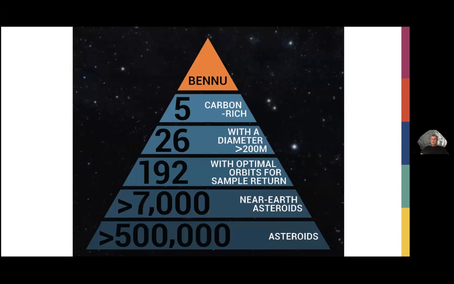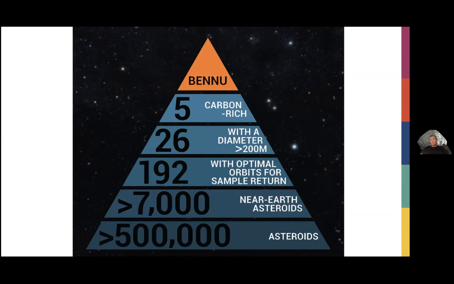So how do we get to selecting Bennu? Well, there's more than 500,000 asteroids in the asteroid belt, but that's a long way to get to. There are 7,000 of them that are closer to the Earth, which are easier to get to, and it also ticks the security goal of OSIRIS-REx, because if they're not near the Earth, they're not really much of a threat to our security. We also have to think about getting to them and getting back. Of those 7,000, there are 192 that would seem to be easy to get a sample back from. And of those 192, only 26 have diameters greater than 200 meters.